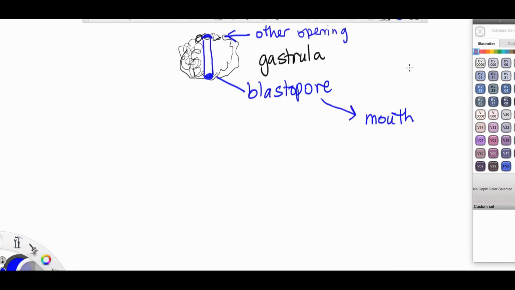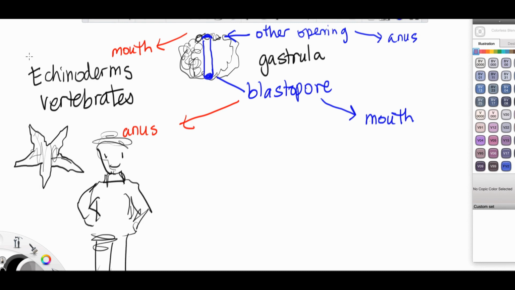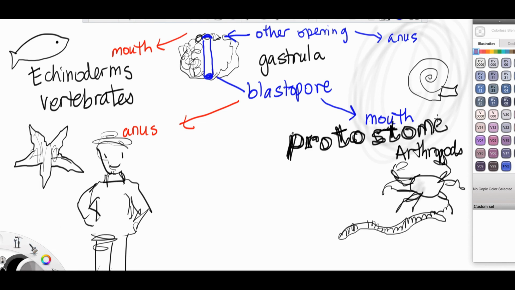So you see the gastrula makes a blastopore and the other opening. And the fate of the blastopore and the other opening really depends on what kind of animal we're talking about. In echinoderms and vertebrates, the blastopore becomes the anus. And in arthropods and mollusks and worms, the blastopore becomes the mouth. Those are called protostomes. And in some ways, they're very much the opposite of the deuterostomes.